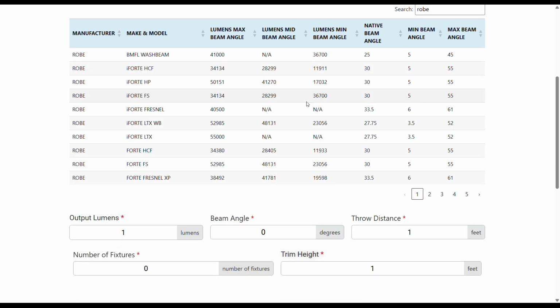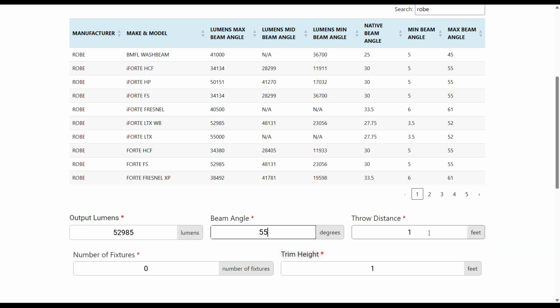Next, you'll notice that we have the lumens for the max beam angle, the lumens for the mid or medium beam angle, and the lumens for the minimum beam angle. We have the fixture's native beam angle, the fixture's minimum beam angle, and the fixture's maximum beam angle. We're going to be looking at the lumens max beam angle, and we're going to look for the Forte FS. The luminous output for that is 52,985 at the maximum beam angle. We're going to find the maximum beam angle on the far right side, and it is 55 degrees.